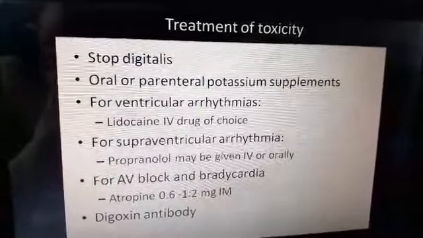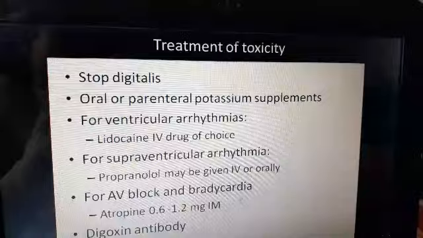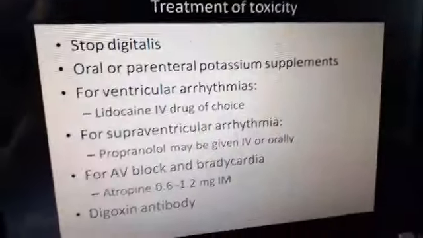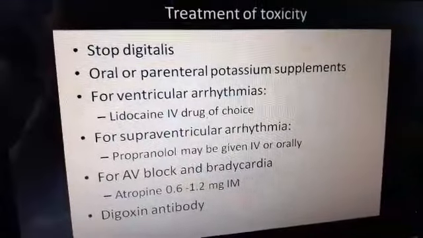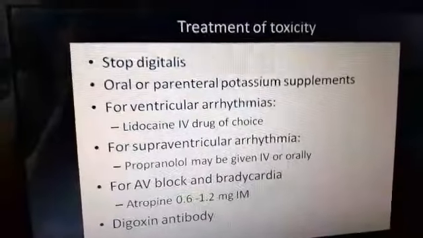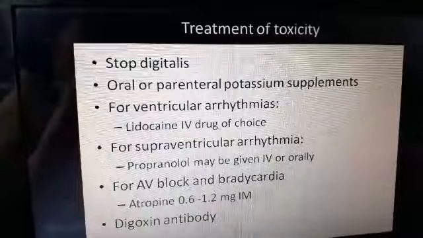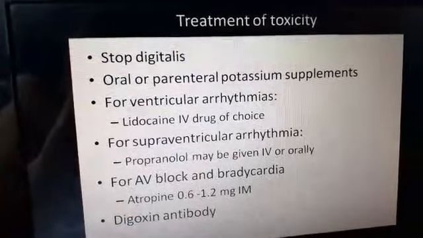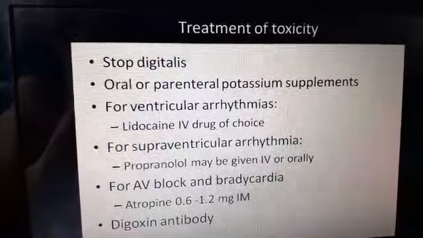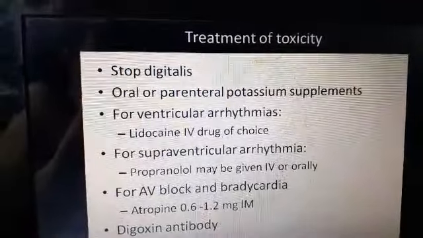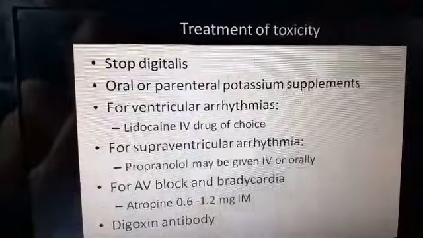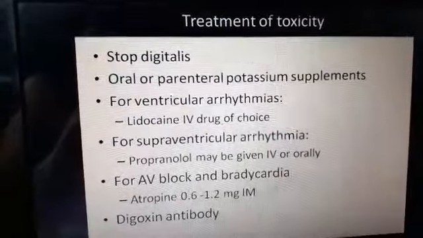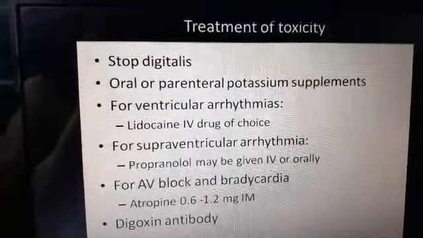So, treatment of toxicity: usually stopping the drug is the initial step, and we can give oral or parenteral potassium supplements. It has been found that digoxin inactivates the sodium potassium ATPase channel, so the digoxin effect is enhanced when there is hypokalemia. In the presence of hypokalemia, digoxin binds to the sodium potassium ATPase channel better, causing further inhibition of the channel. So digoxin toxicity is enhanced in hypokalemic states.